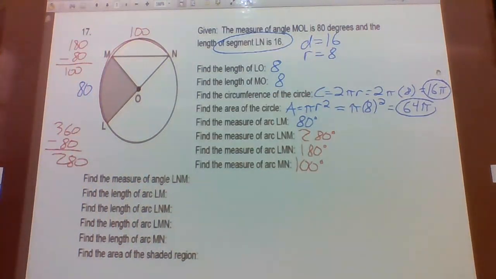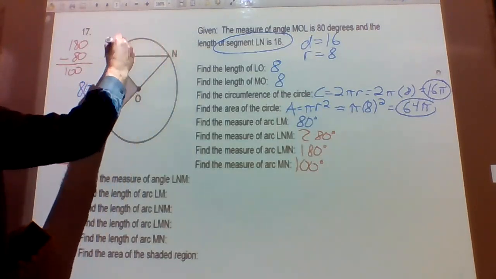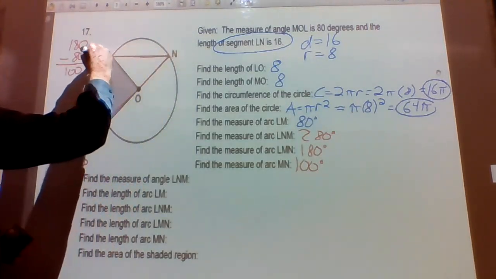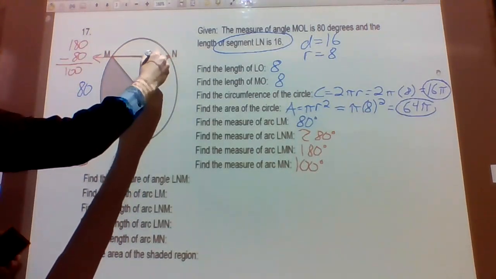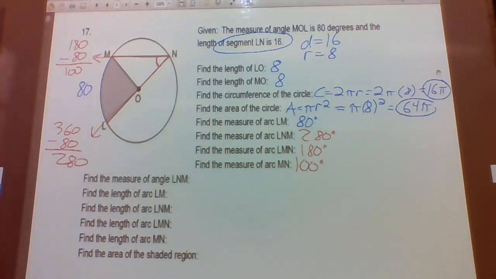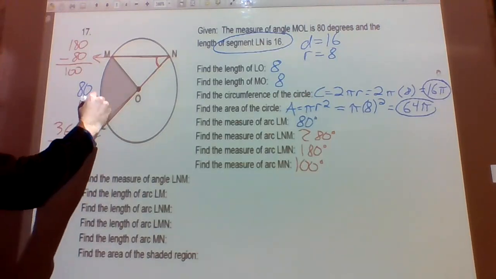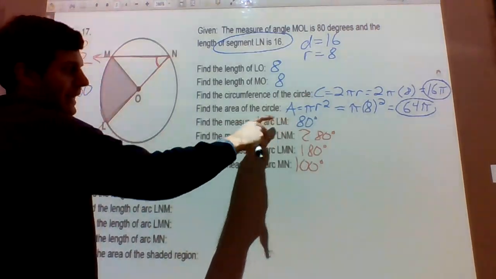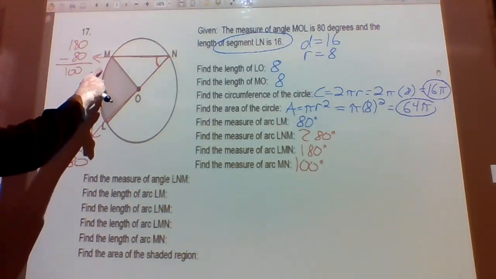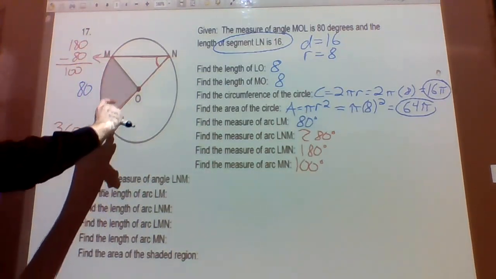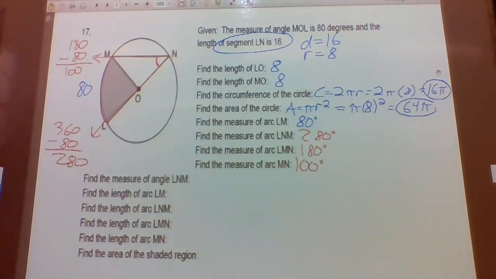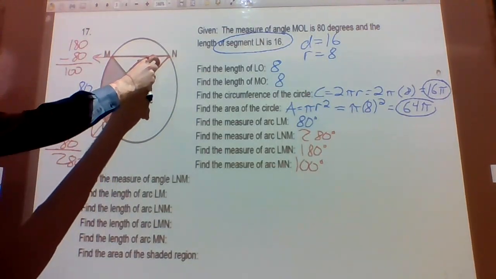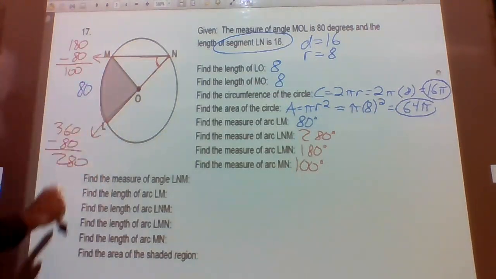Next question, we want the measure of angle LNM. So here is angle LNM. It's this angle right here. It's an inscribed angle. It's not a central angle. We know the measure of an inscribed angle is half of the measure of the intercepted arc. So LM is our intercepted arc. We know the measure of arc LM is 80. The measure of the arc is double the measure of the inscribed angle. So this is going to be 40.